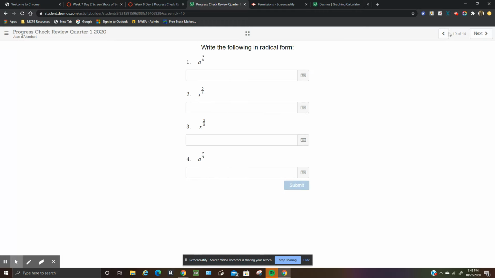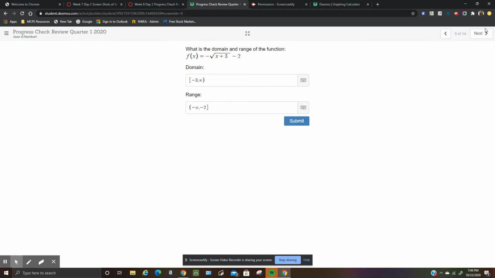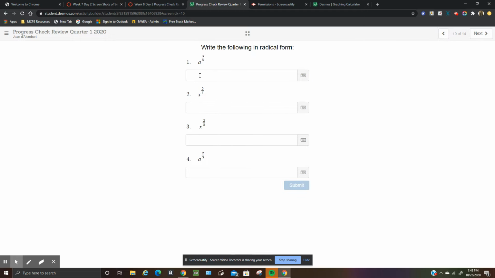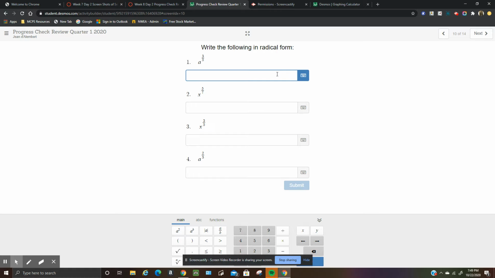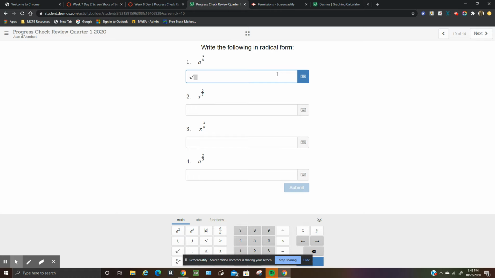And then writing these in radical form on slide 10. So, nth roots. The root is in the denominator, so 5. And then a to the third.